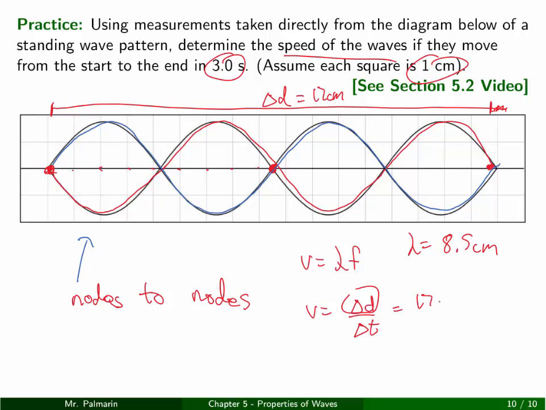So you're going to have 17 over 3, which comes out to be 5.66. We'll go to 2 significant figures to give you 5.7 centimeters per second. Okay, so that is section 5.2. Some drawing, some theory, and some calculation here with waves in a spring.